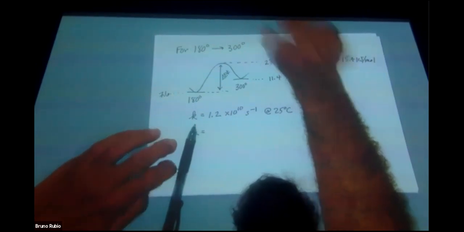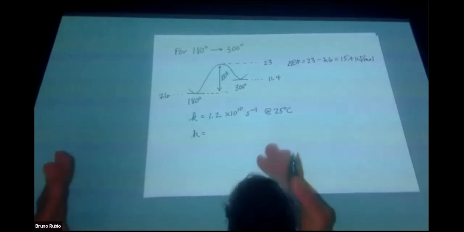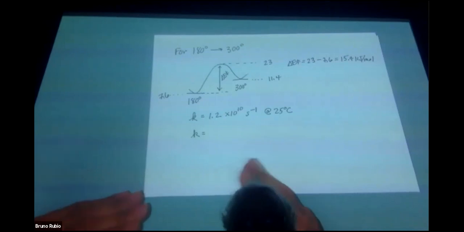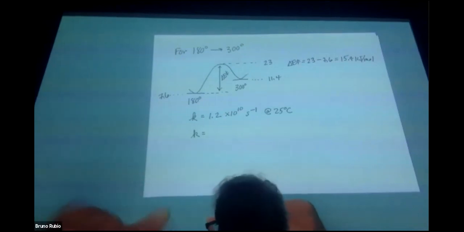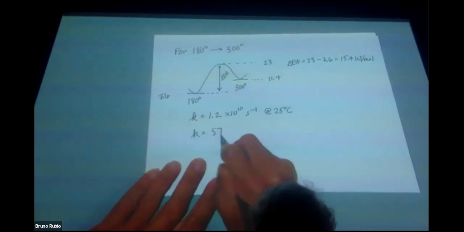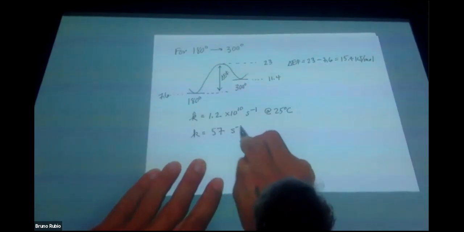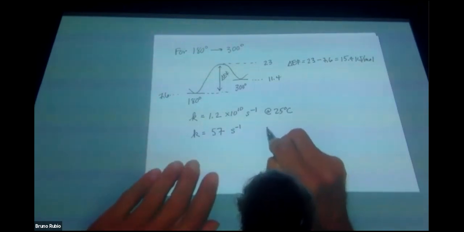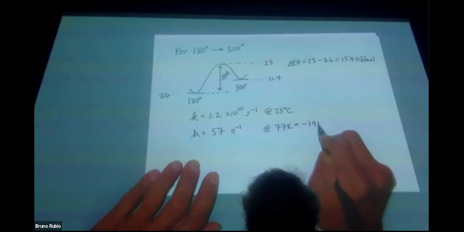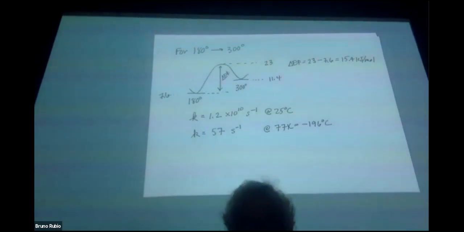Exactly. So if I were to take my molecule and immerse it in a liquid nitrogen bath, what would the Eyring equation say about how fast those bonds are rotating then? Well, this is slowed way down to 57 times per second. So this is at 77 Kelvin, which is the same as minus 196 degrees C. So as the temperature goes down, the rate of the rotation slows down.